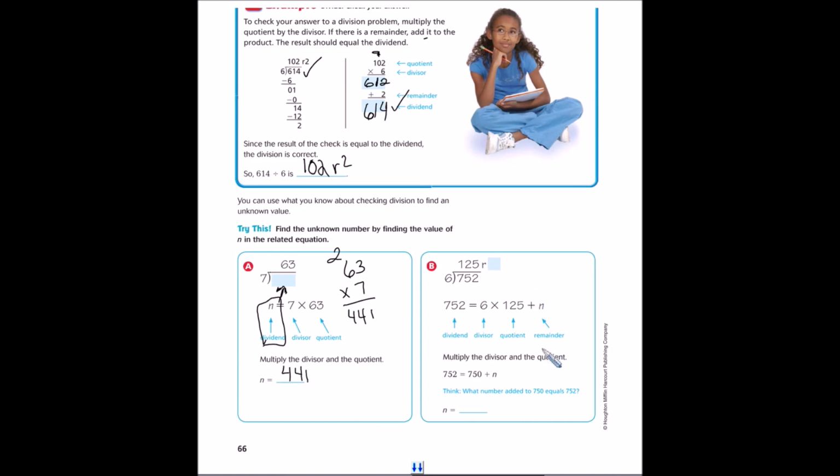For problem B, it's asking you to find your remainder. In order to find your remainder, you can multiply your divisor times your quotient and see what's left over. So they did that for us. They took 125 times 6, and the answer was 750. But wait, my dividend is 752. So what number added to 750 gives me 752? My remainder would be 2.